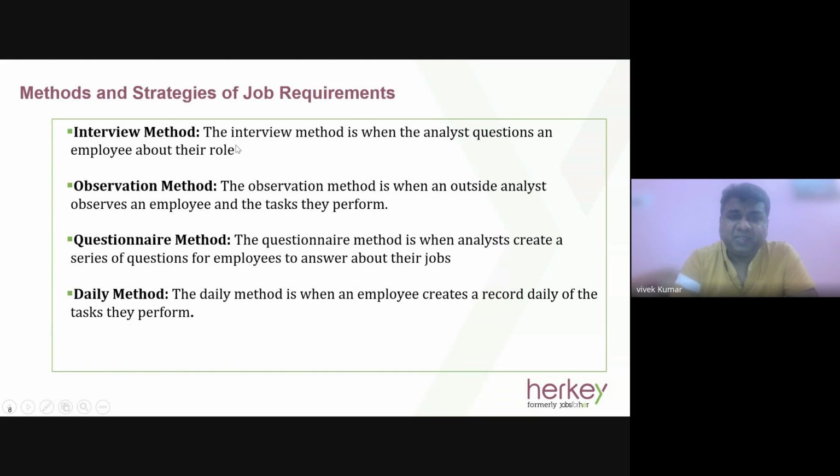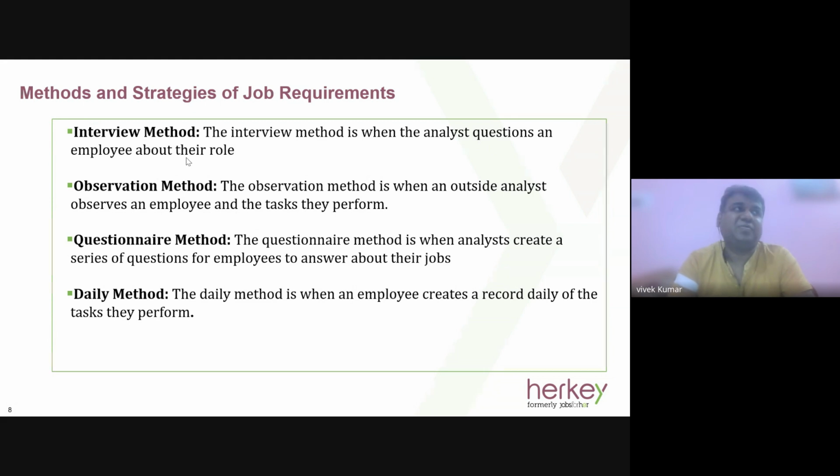So now the interview method. These are all methods, by the way. I was getting a little confused because I thought it was something else. The interview method is when the analyst questions an employee about their role. For example, you sit one-to-one and talk to the employee who is already holding that role, and get as much information as possible.